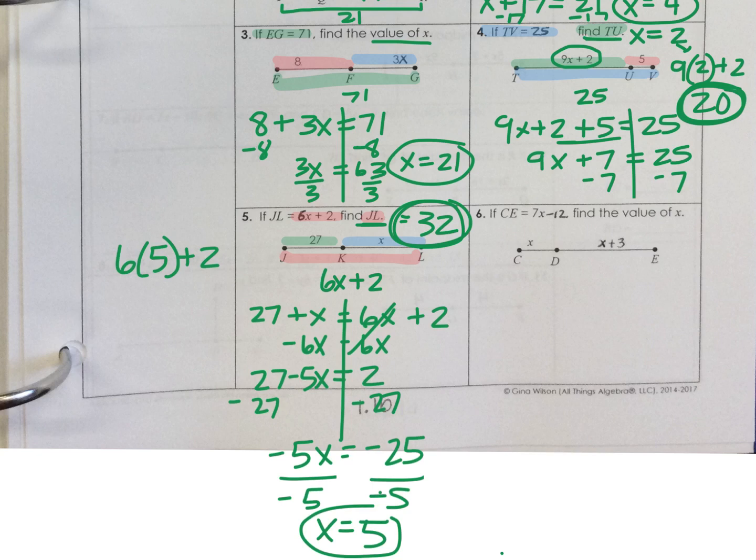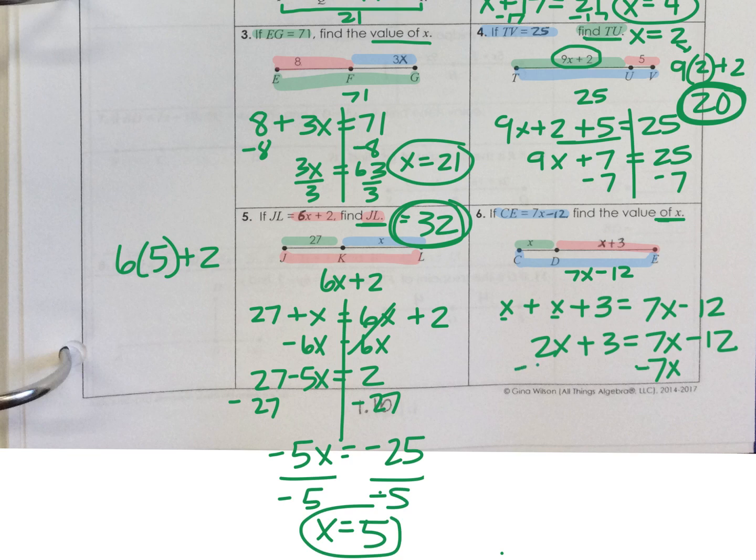So if CE is 7x minus 12, so CE, that's my whole thing, is 7x minus 12, find the value of x. So part, I got a green part, a red part, and the whole thing is blue. So part x plus part red, x plus 3, equals 7x minus 12. 1 plus 1 is 2x plus 3 equals 7x minus 12.